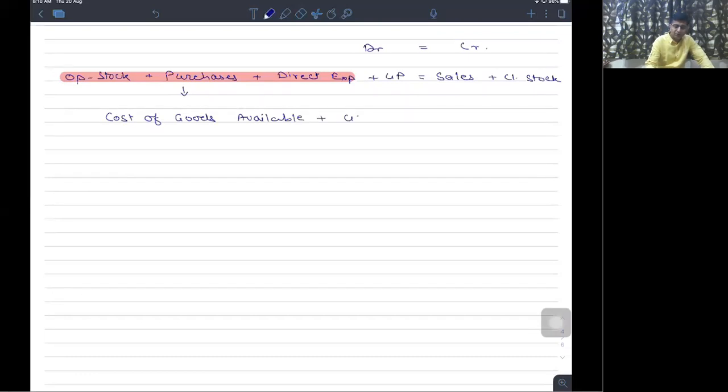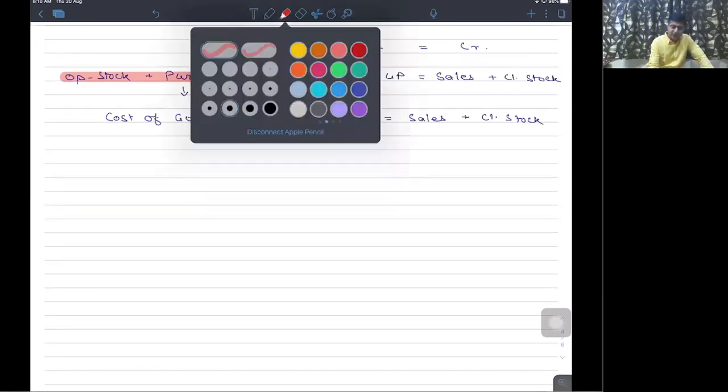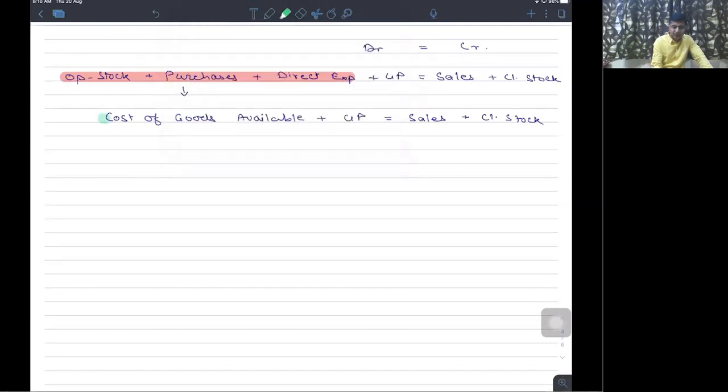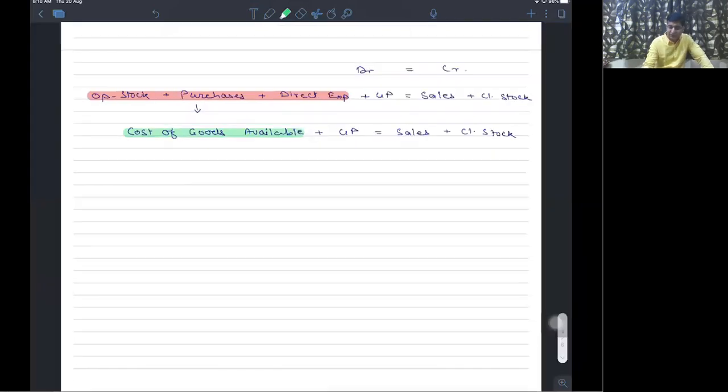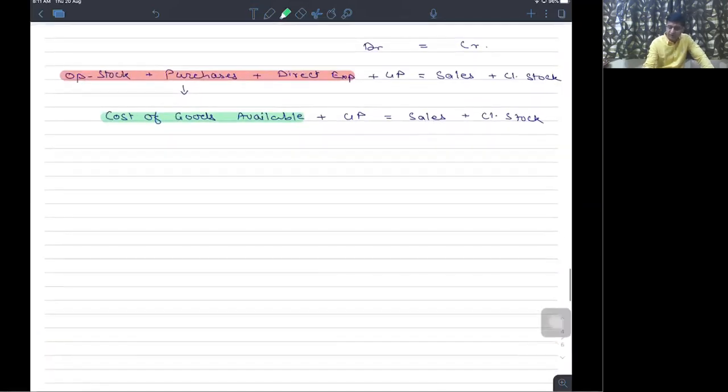Plus gross profit is equal to sales plus closing stock. Yes or no? Now, if you make a further observation, this cost of goods available is related to goods only. This closing stock value is also related to goods only or not?